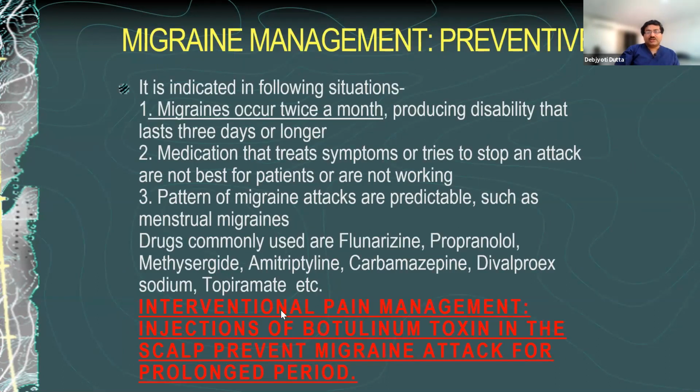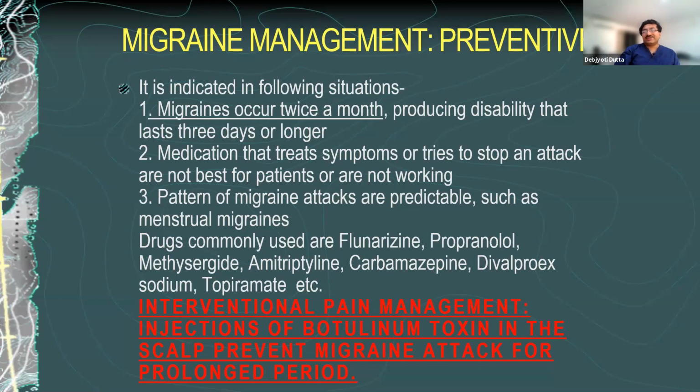Now coming to the management. Migraine management has 2 ways, that means 2 types of medications. One type is the preventive medications. If you take these medications, the number of attacks will reduce, and the intensity of the attacks will also reduce. But immediately after taking these prophylactic medications, the headache does not go away. So it is difficult for the patient and for you to assess whether the headache is reducing or not.